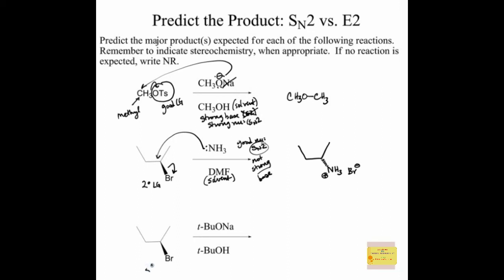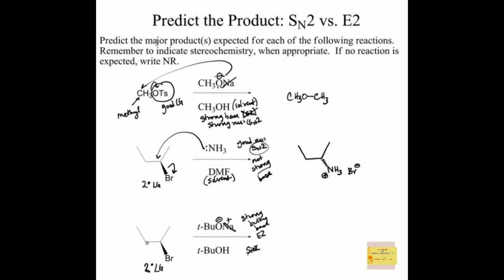Okay, how about this next one? We still have our same secondary leaving group, but instead of ammonia, we're using this one, t-BuONa. So this is Na+, and this is t-BuO-. What do you know about t-BuO-? t-Butoxide. Strong, bulky base. So it loves to do the E2, not so good at the SN2 because it's so bulky. So even if it was primary, you wouldn't be able to do the SN2. This looks like perfect E2 conditions.